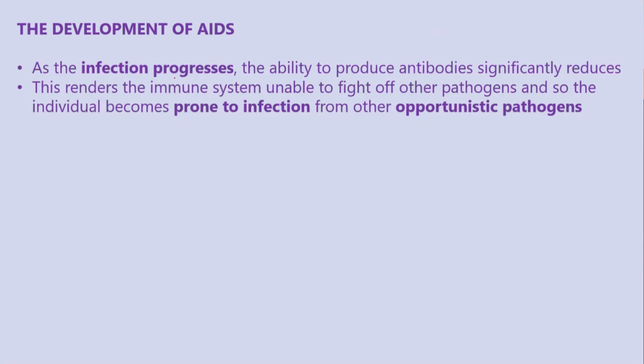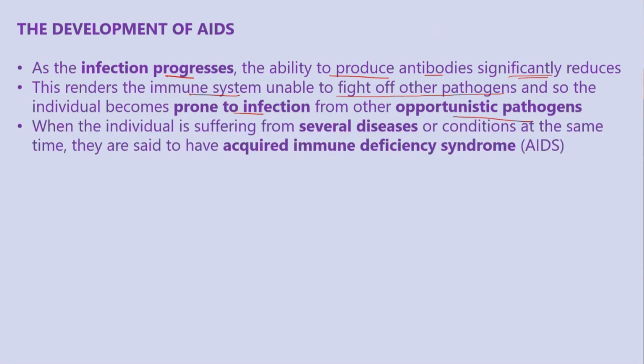Okay, so as the infection progresses, the ability of the body to produce antibodies significantly reduces. So the immune system becomes very weak and it is unable to fight off other pathogens. Individuals become very prone to infection from other opportunistic pathogens. Clear? So if any severe disease or condition is there at the same time along with HIV, your acquired immunity is compromised, right? And that is why it is known as acquired immunodeficiency syndrome.